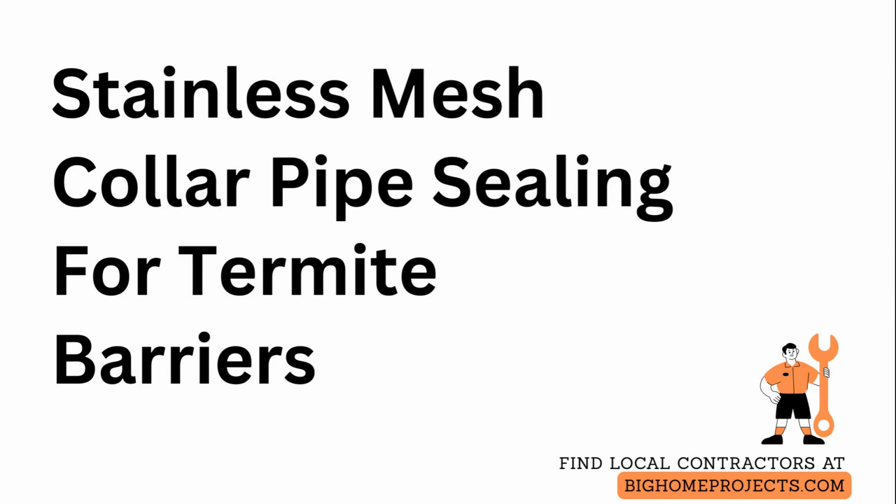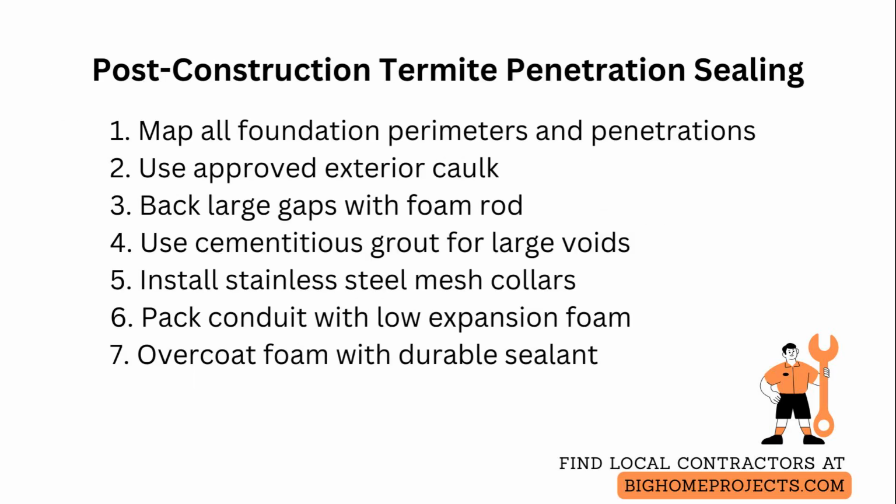Seal visible cracks and utility penetrations promptly to restore chemical barrier continuity and reduce termite access after construction. For post-construction termite treatment, focus on creating a durable, continuous seal that prevents subterranean and drywood termites from bypassing treated zones. Start by mapping all foundation perimeters, utility penetrations, conduit runs, and expansion joints so you know every potential entry point. Use an approved exterior-grade silicone-modified polymer or polyurethane caulk for small gaps under 1/4 inch, and back it with a closed cell foam backer rod for larger gaps to ensure correct joint depth and adhesion.